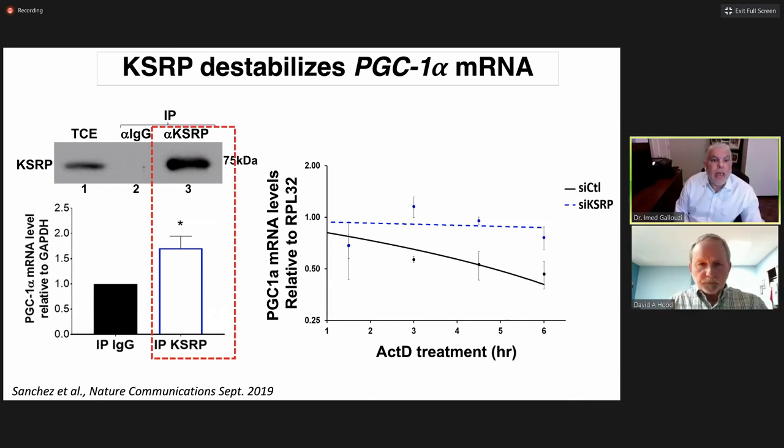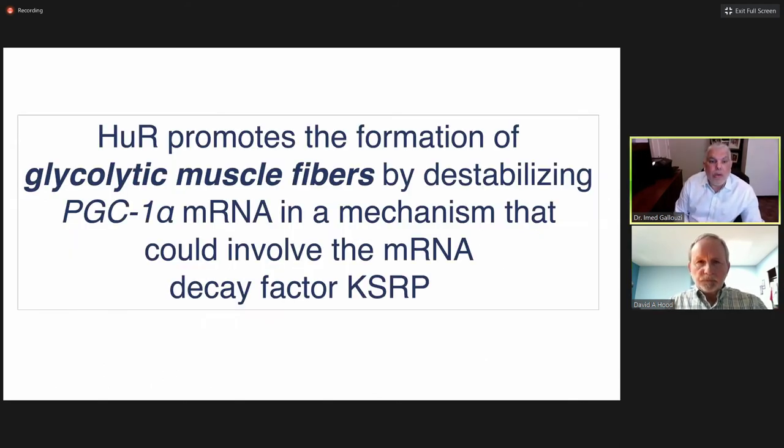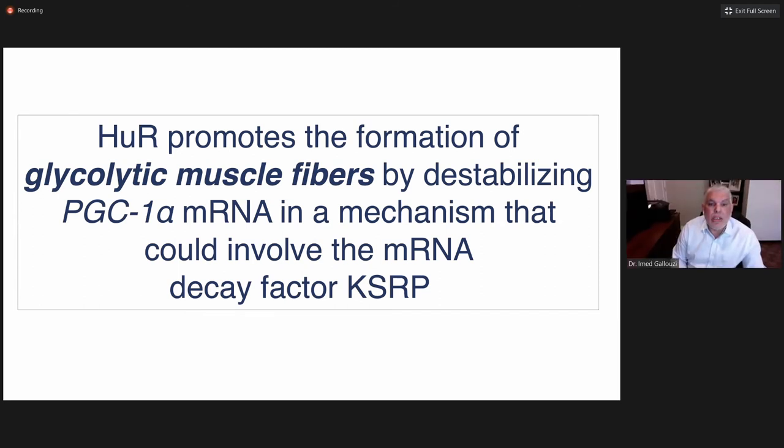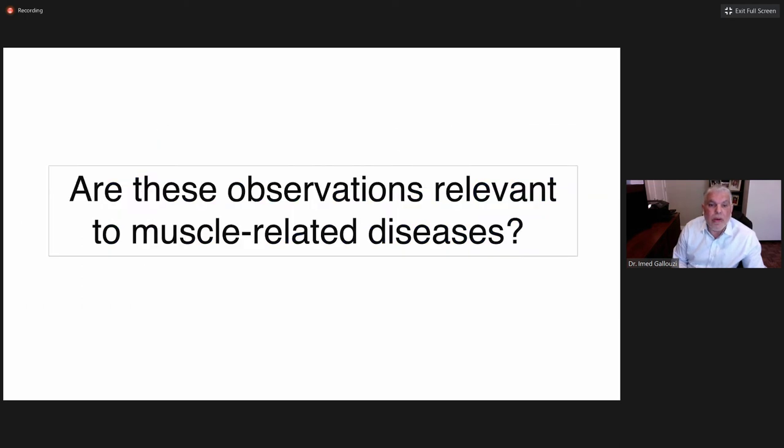Yeah. So the conclusion here is that HuR under normal condition promotes the formation of glycolytic fiber by destabilizing PGC1 alpha in a KSRP-dependent manner. Now, sorry for the time constraints, we assessed whether this is relevant to a disease situation. So the answer is yes.